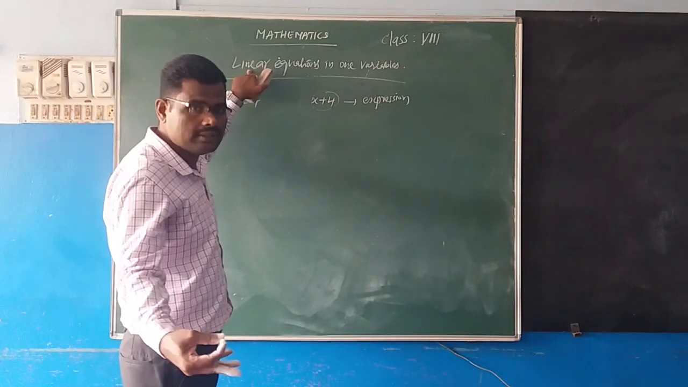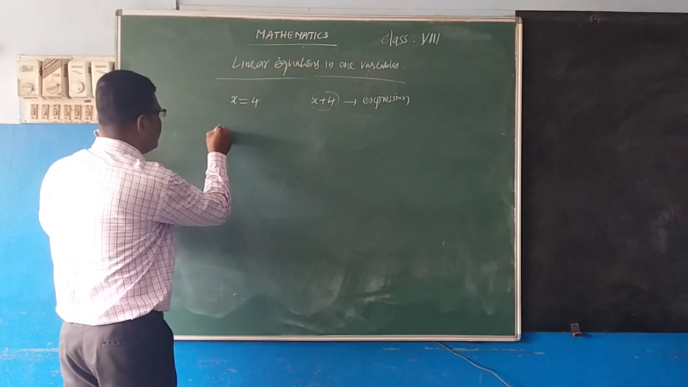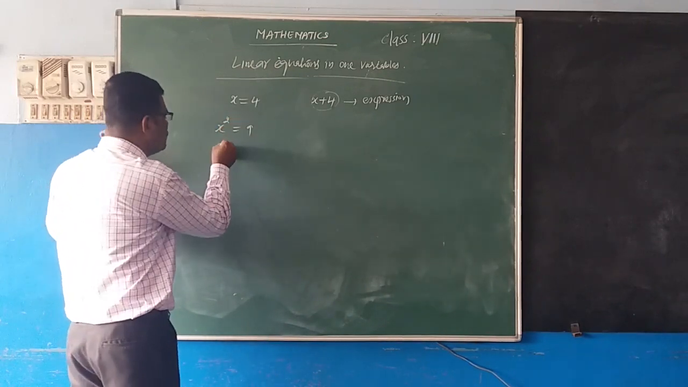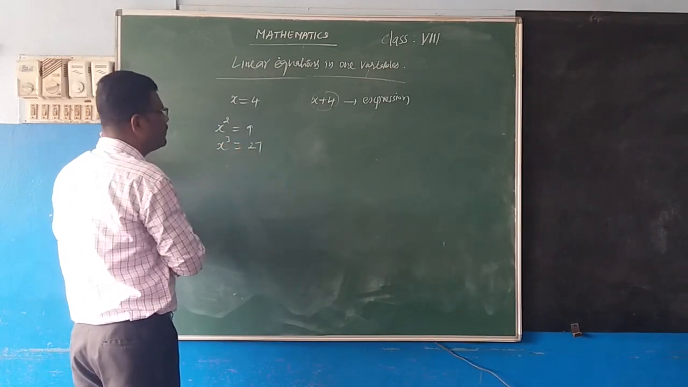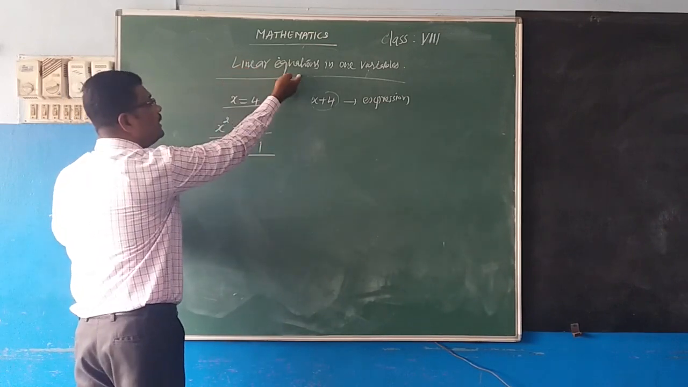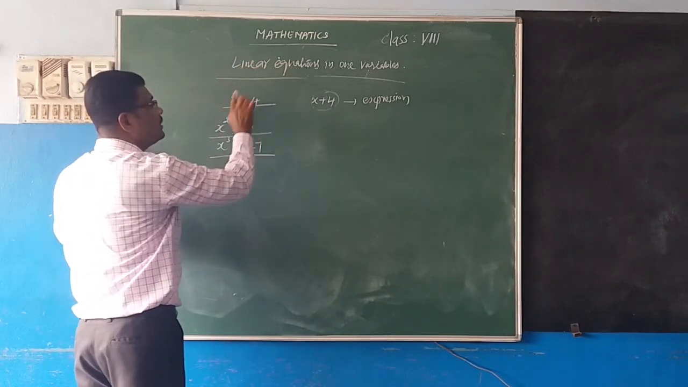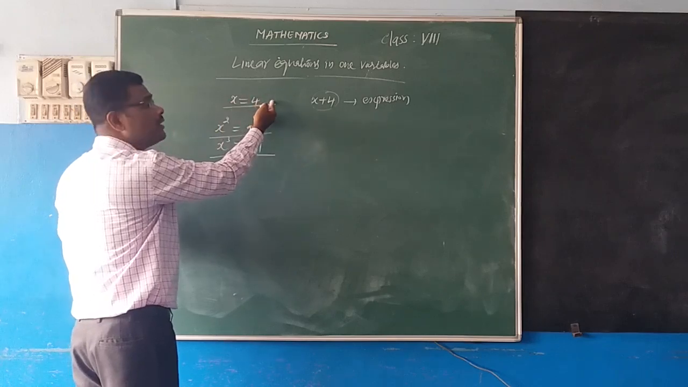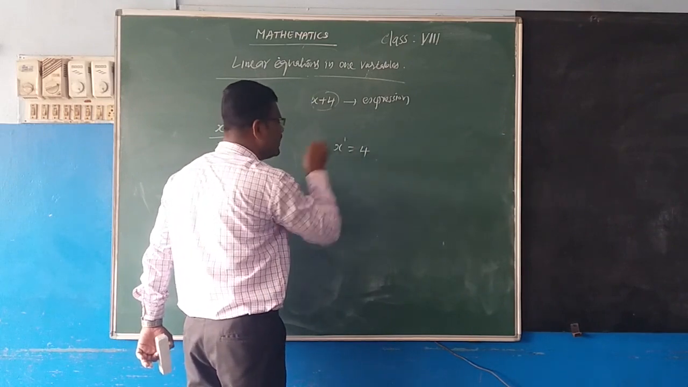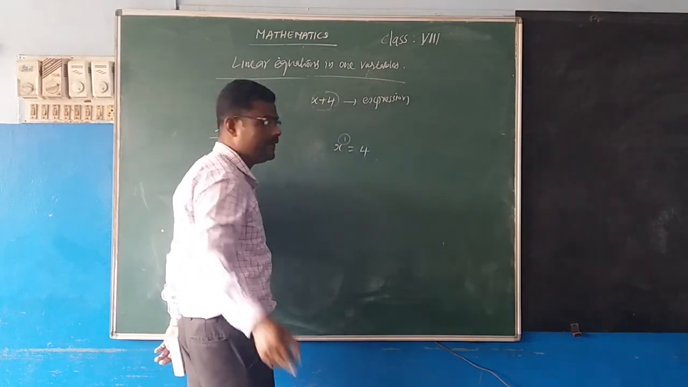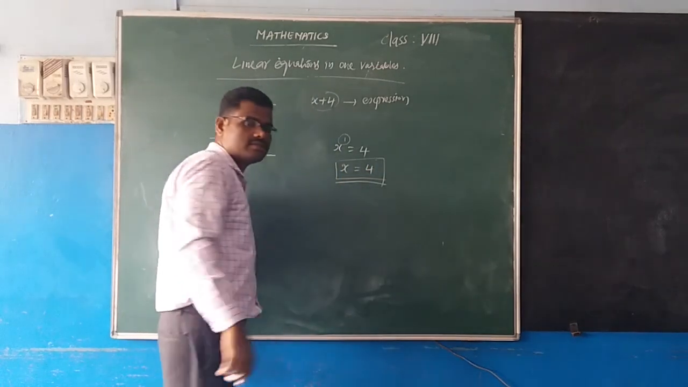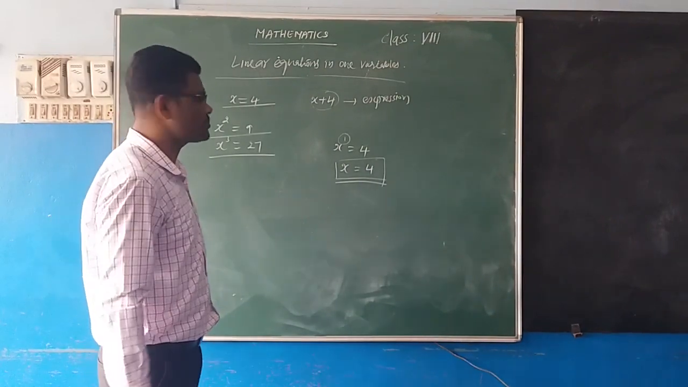What is the meaning of linear? I will write a few more equations. x squared is equal to 9. x to the power 3 is equal to 27. These are also equations. What do you mean by linear? Linear equation means the power of the variable in the equation is 1. x is equal to 4. What about the power of x? It is 1. Usually we won't write it. An equation where the power of the variable is 1 is called a linear equation.